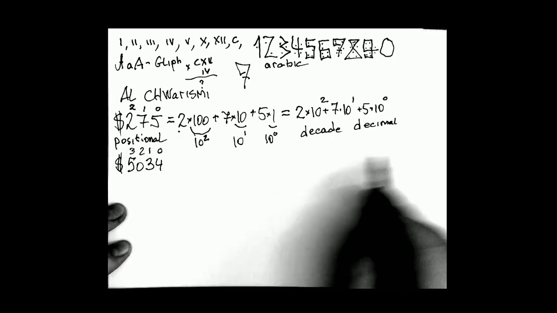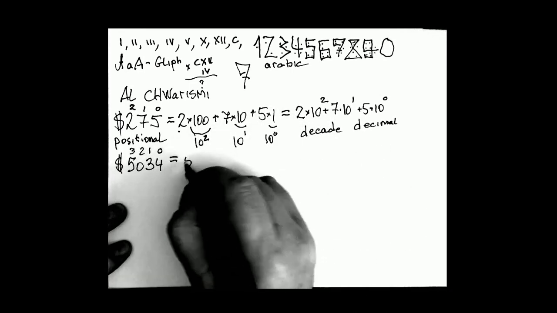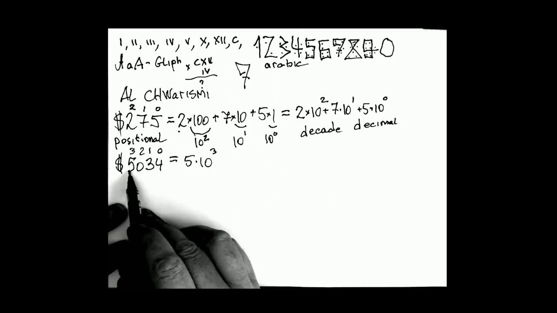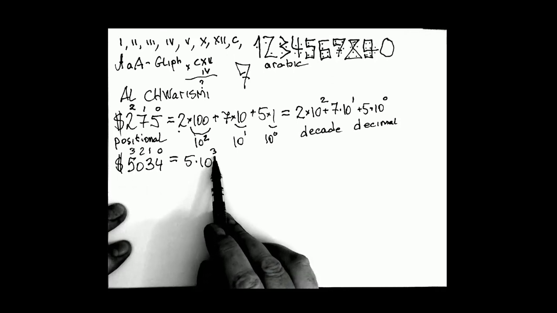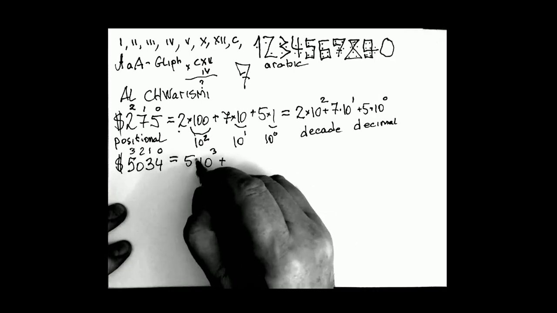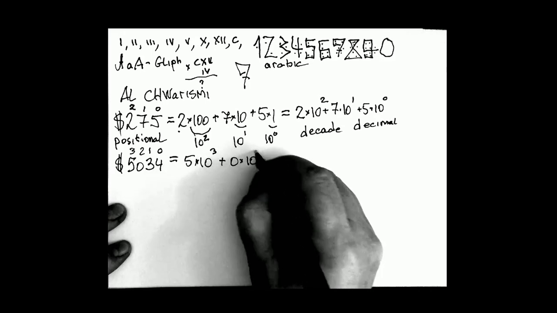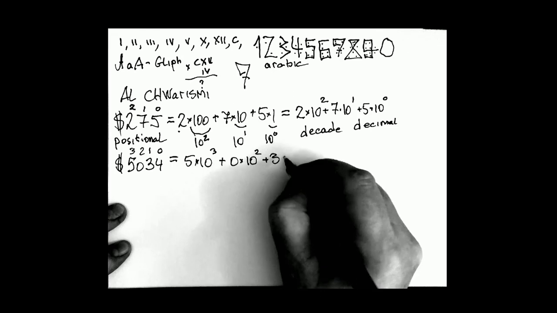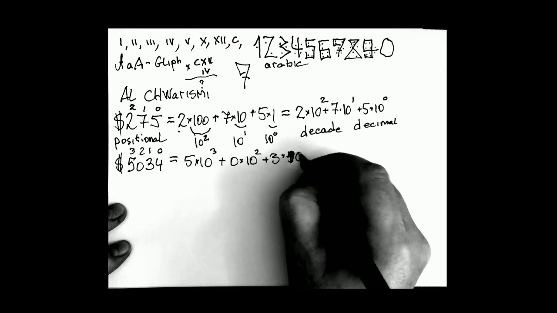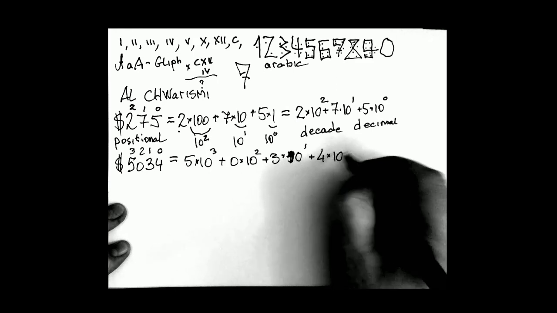And then I would like to make the same polynomial opening. That will be 5 multiplied by 10 in the power of 3. Why 5? Because 5 corresponds to this 5. And the power of 3 is the power of the position, 3 and 3. Plus, this is the multiplication symbol, plus 0 multiplied by 10 in the power of 2, plus 3 multiplied by 10 in the power of 1, plus 4 multiplied by 10 in the power of 0.